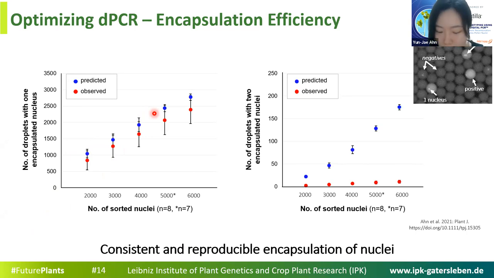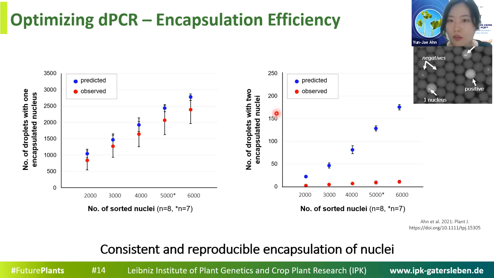And what we found out from this optimization was that, if you have a look at this red dot here, we are successfully encapsulating a bit less than half of what we sorted in. So if we sort in 3000 pollen nuclei in one chamber, we are getting a bit less than 1500 successfully encapsulated as single pollen nuclei. The actually observed number was a bit lower than the predicted number, but we were happy to see this because we are getting consistent encapsulation all through our test.